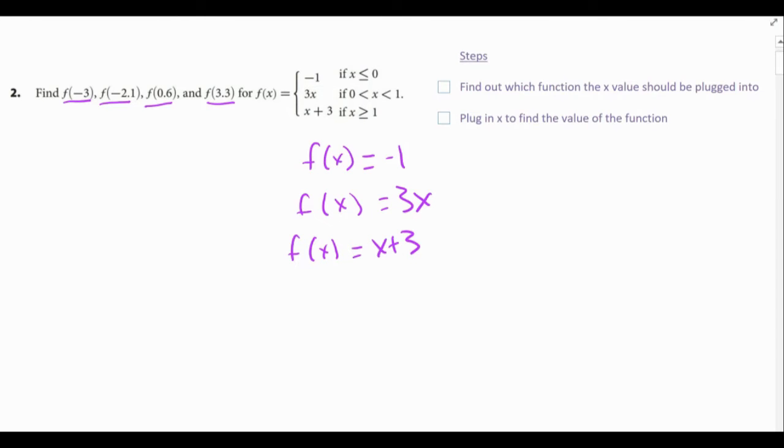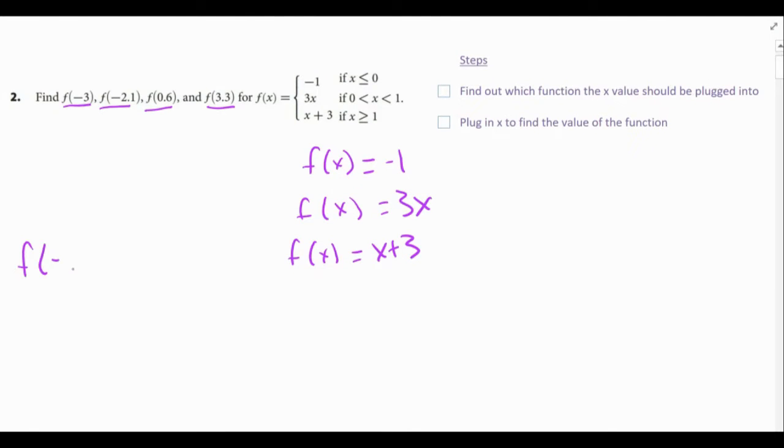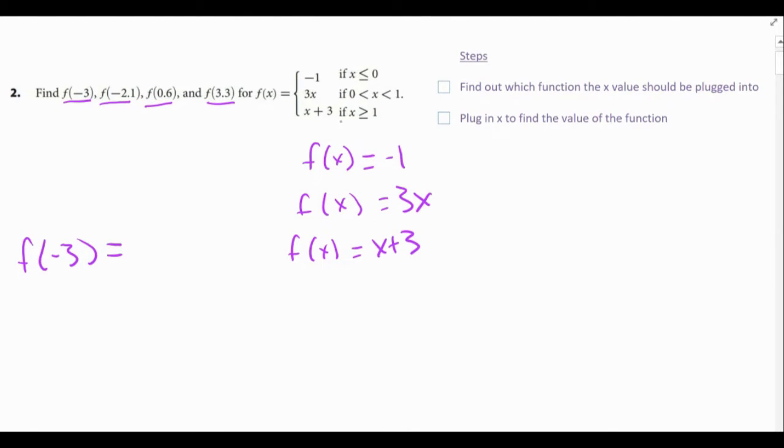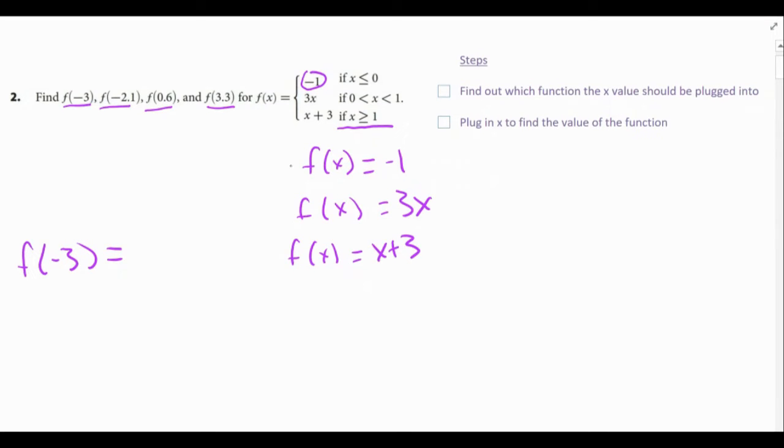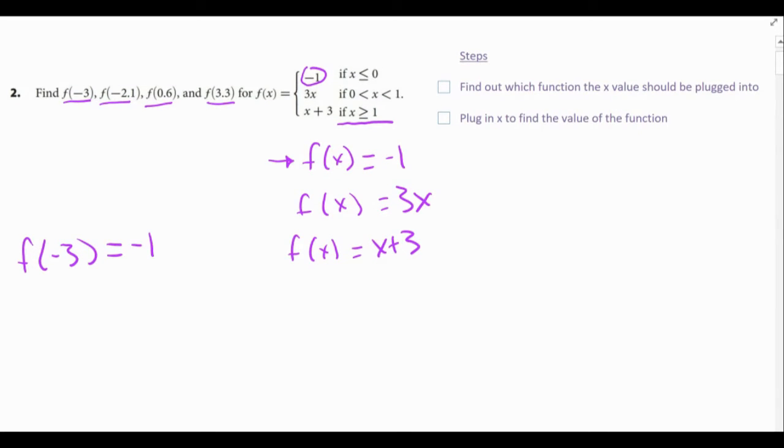So basically, if we're going to try and find f of -3, the first thing that we're going to do is look at these if statements and figure out which of the three different functions we are going to use to help us find this answer. The first one here says if x is less than or equal to 0. Well, -3 is less than or equal to 0. So in this case, we're going to use the top one, meaning that we're going to get -1.